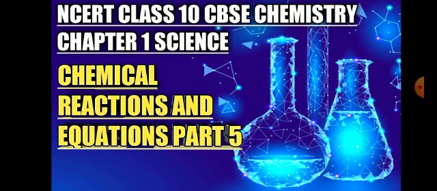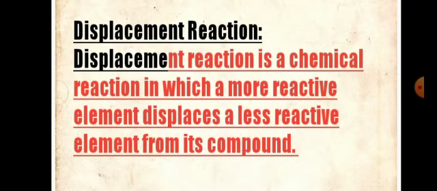In this video we will be learning about part 5 of the chemical reactions and equations series from your NCERT class 10 CBSE chemistry, that is chapter 1 of your science class 10th textbook. Without much delay, let's start today's session. In this whole session we will be learning about displacement reaction. This is your third type of chemical reaction, that is your displacement reaction or single displacement reaction.